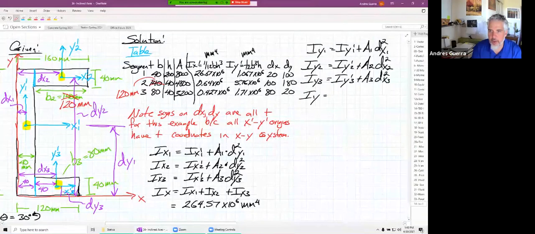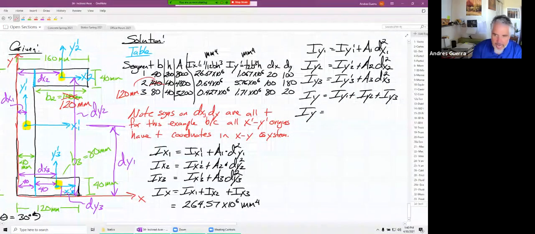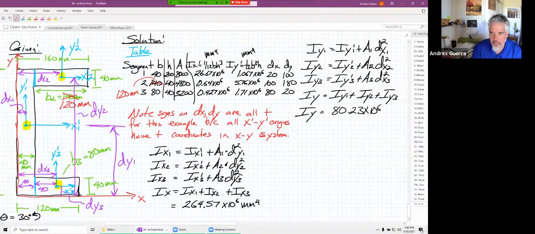So then we can find Iy would be equal to Iy1 plus Iy2 plus Iy3. And then we're going to get a number here equal to 80.23 times 10 to the 6th millimeters to the 4th. And then we could also find Ixy. Ixy for segment 1 is going to be Ix prime y prime for segment 1 plus A1 times d sub x1 times d sub y1.